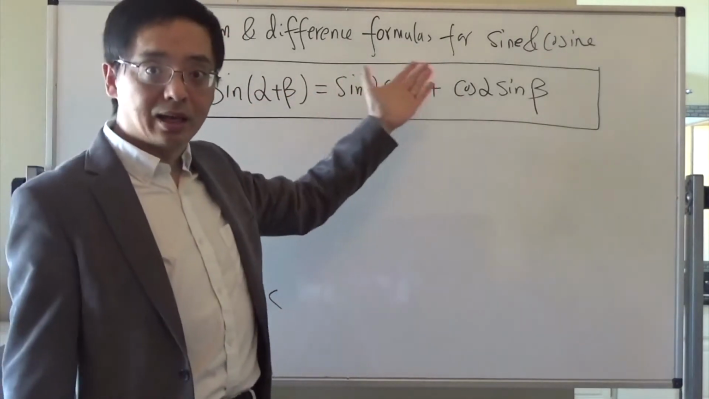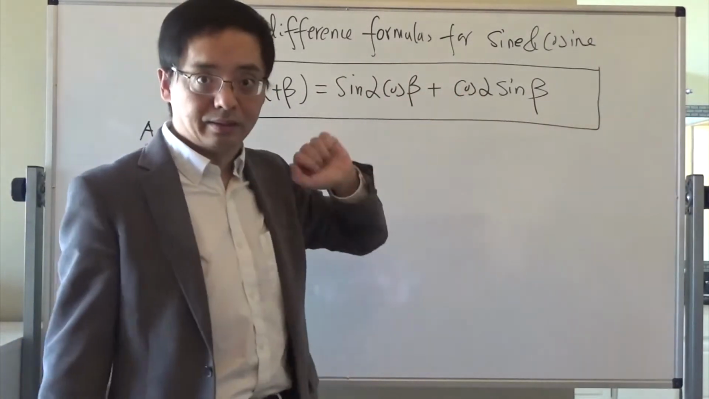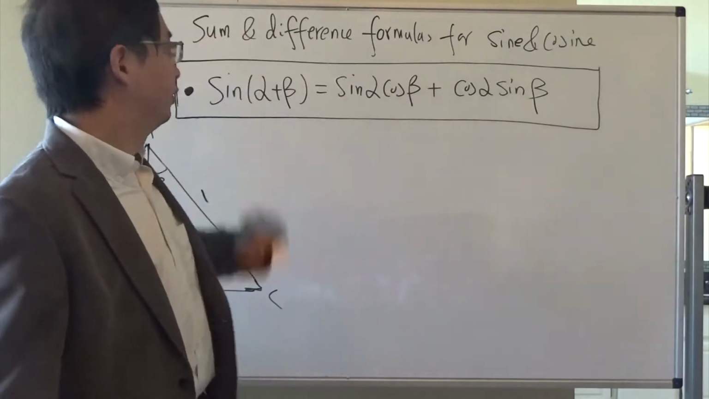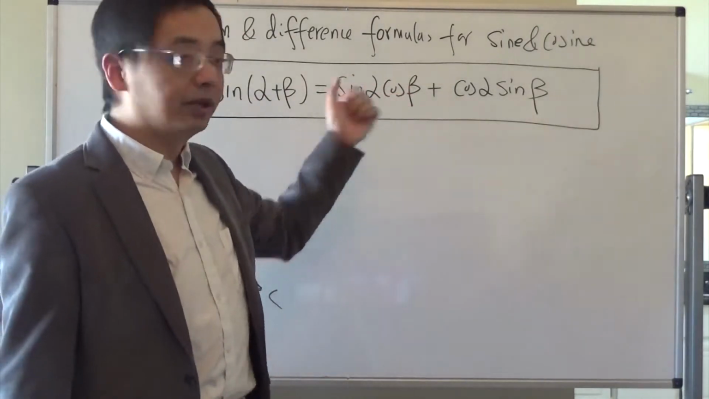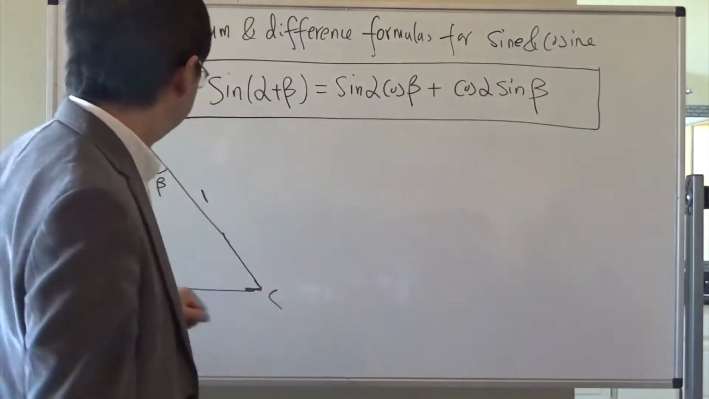You see, there's some kind of symmetry here, right? Sine, cosine, plus cosine, sine. All the other sum and difference formulas can be deduced from this one. Now, let's prove this sum formula.